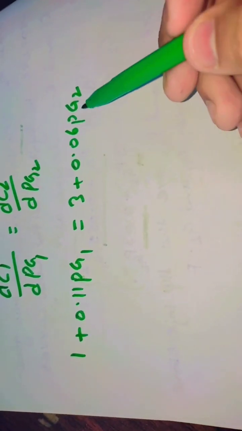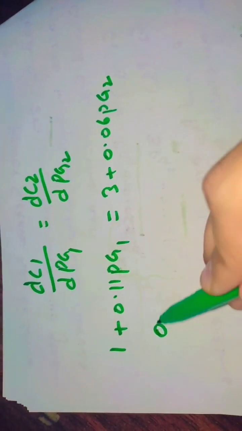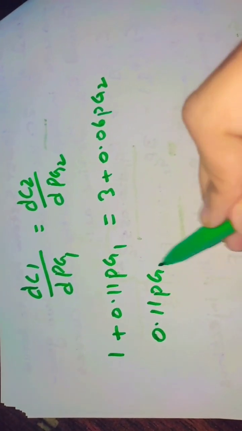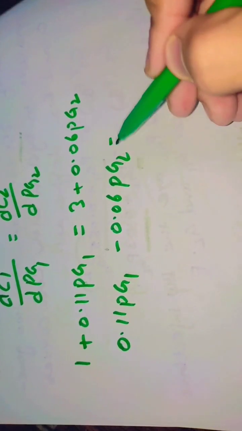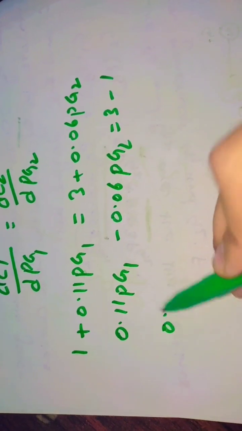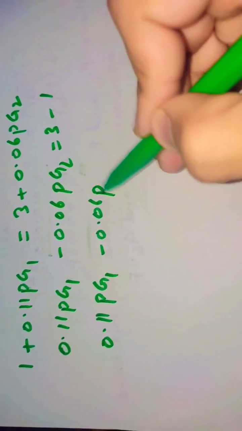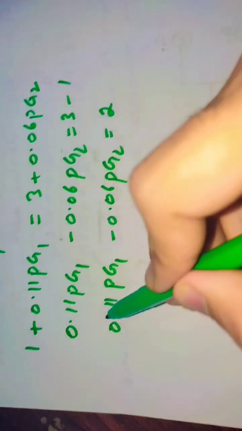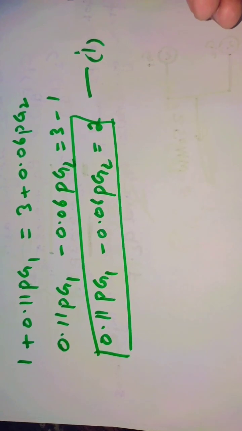Now take Pg1 and Pg2 to one side and the constant values to the other side. You will get 0.11 Pg1 minus 0.06 Pg2 equals 3 minus 1, so 0.11 Pg1 minus 0.06 Pg2 equals 2. So this is my first equation for calculation of Pg1 and Pg2.